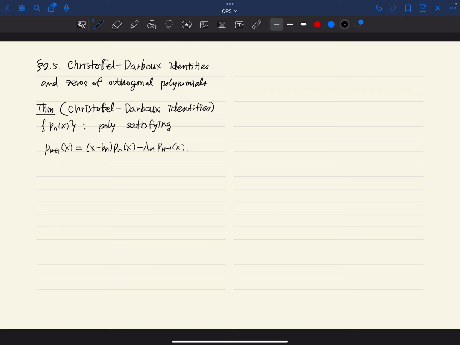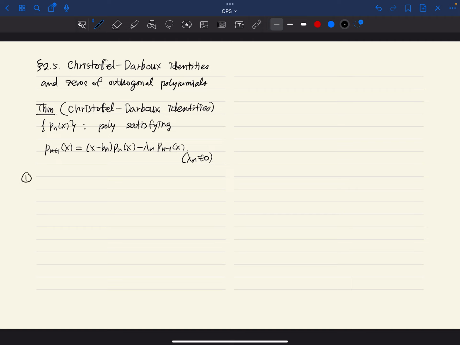So of course, then they will be a sequence of orthogonal polynomials. You can find a linear functional for that if lambda is non-zero, and we will assume lambda_n is non-zero. Then we have the following two identities.